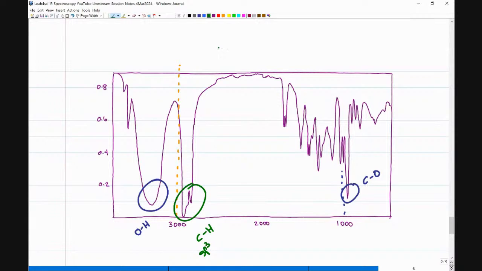Okay, so the molecule ultimately is cyclopentanol, which, as you can see, is just a ring of sp3 carbon atoms bound to an alcohol.